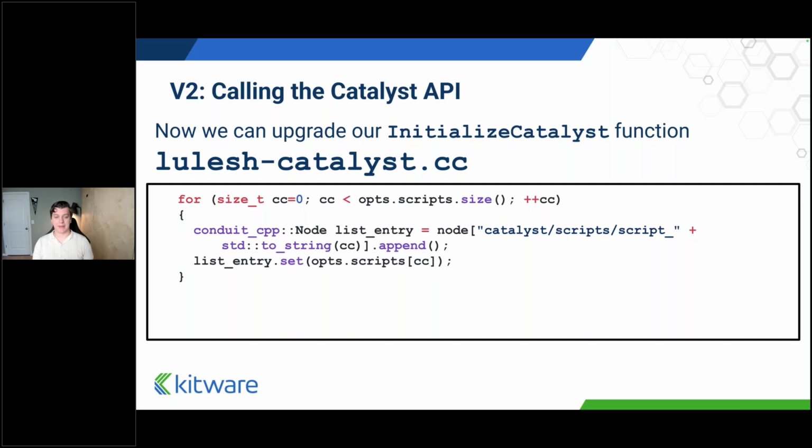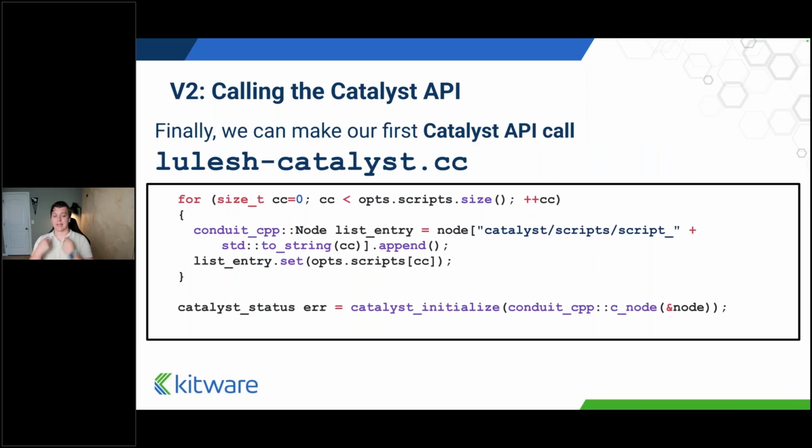And then finally, we can pass our full node to Catalyst initialize. So here is our first Catalyst API call. Here we see we need to actually reconstruct our node. We need to recast our C++ node as a C node. This is where a lot of flexibility comes from. If you want to get into some of the details of that design choice, we can do that later. But this will actually give us a Catalyst environment initialized.